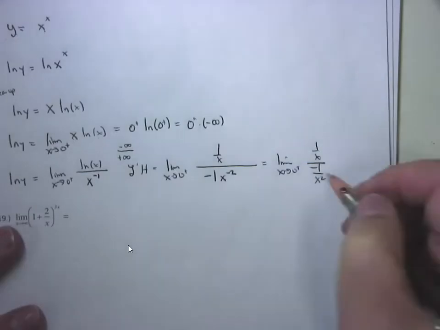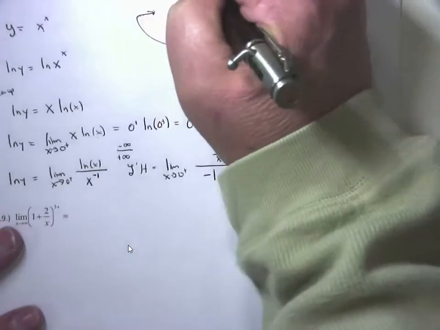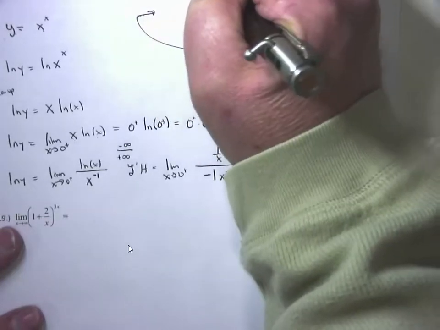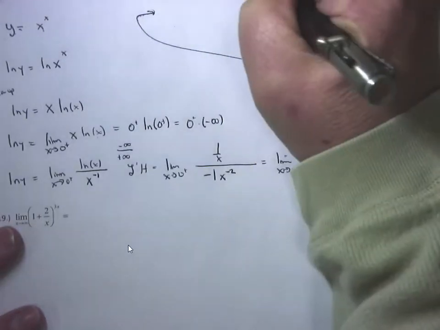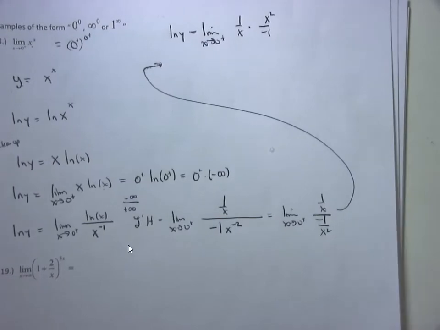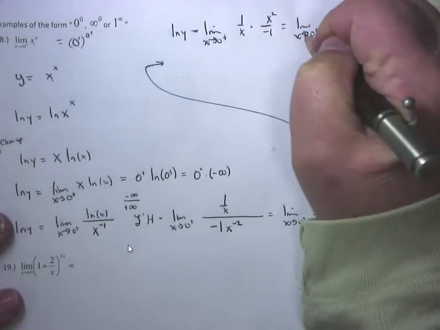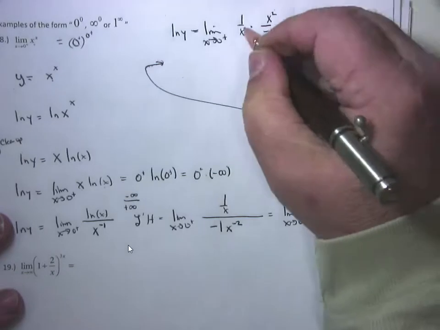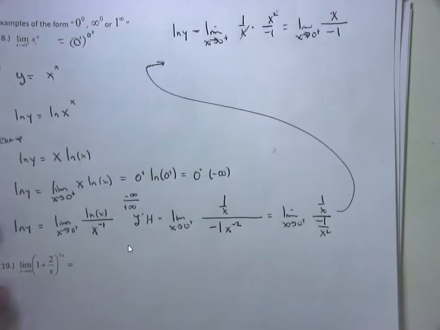Invert and multiply. So this gives me the natural log of y is equal to the limit as x approaches 0 on the plus side of 1 over x times, invert and multiply, x squared divided by negative 1. I want you to see I literally flipped the denominator fraction. Clean it up. What's x squared divided by x? X. So this is equal to the limit as x approaches 0 on the plus side of x squared over x, which is x, divided by negative 1.